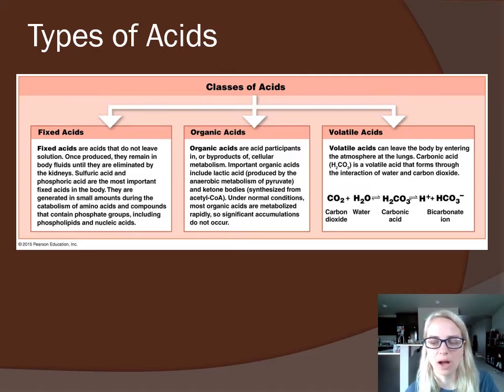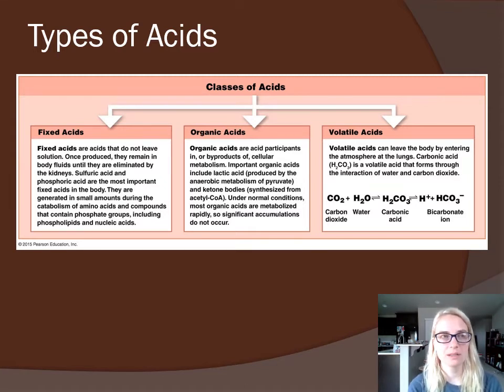We don't produce them a lot. If we metabolize amino acids, which isn't a large portion of our energy production, we usually break down fats and carbs. But if we were to break down proteins and amino acids, we might produce some of these phosphoric and sulfuric acids. So those are what we call fixed acids.